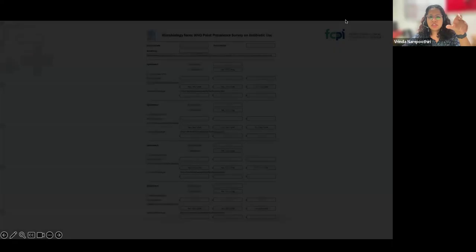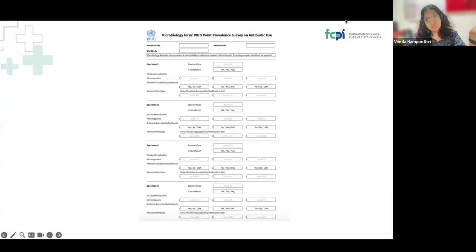And like I mentioned, if the patient has a culture that has been sent, details regarding the culture specimen and the report of the cultures are captured in this microbiology form. So this is how the WHO PPS is done.